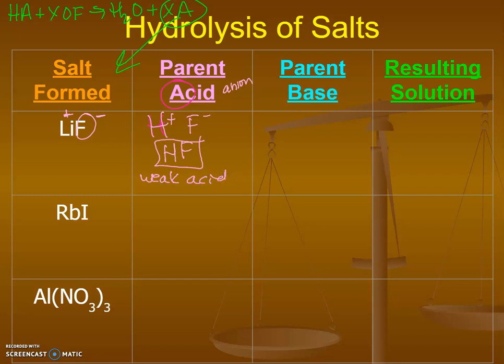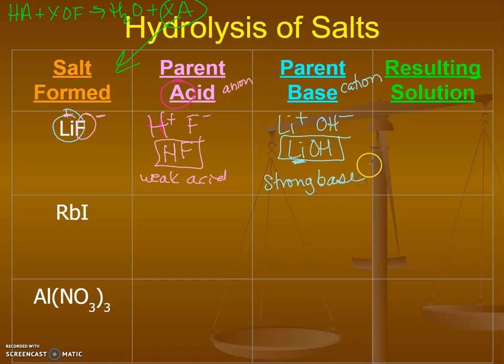So what do we get on the basic side? The base is going to get the cation from the reaction. So that is Li plus, and then we have OH minus: LiOH, lithium hydroxide. Take a look at my periodic table. Lithium is in column 1. This is the strong base. So what do I get with a weak acid and a strong base? I get a basic solution.